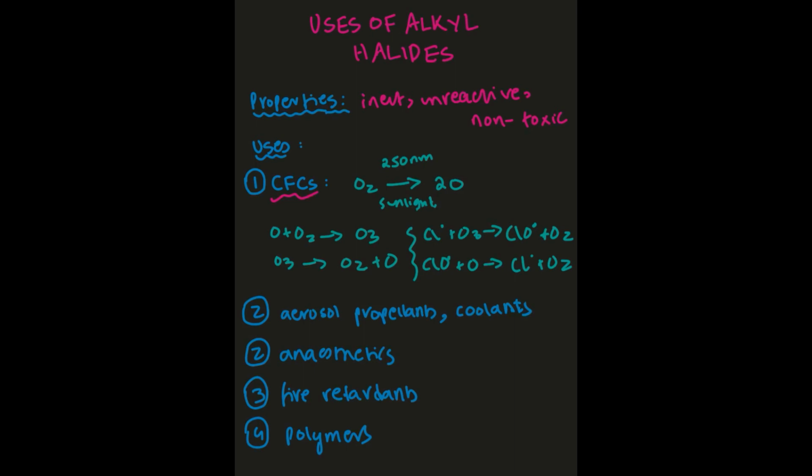So in the stratosphere, because of these conditions, which is 250 nanometers and the energy from sunlight, this oxygen molecule is going to split into 2 atoms of oxygen. So naturally in the stratosphere, one oxygen atom and one oxygen molecule are going to combine to form ozone. And similarly, this ozone molecule is going to split back into an oxygen molecule and atomic oxygen. This process is going to be in equilibrium, which means that the rate of ozone formation is going to be equal to the rate of ozone depletion.